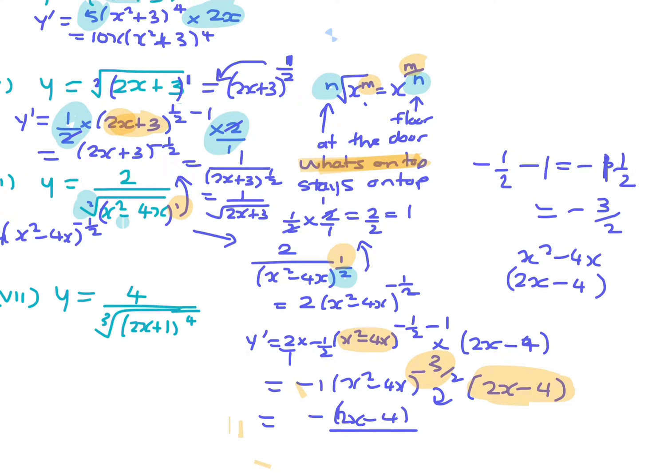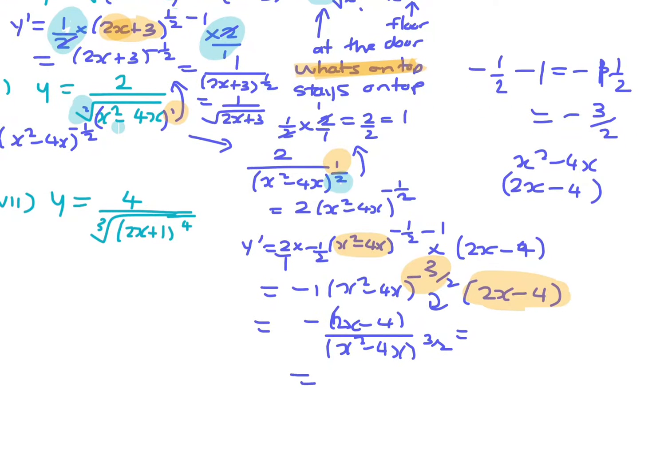You move it down the bottom, and it'll be x squared minus 4x, and you'll do that to the 3 on 2. And then I could leave that like that, or I could go, that's minus 2x plus 4, and then I'm going to square root it. You don't need the 2 there, you could just leave a square root.